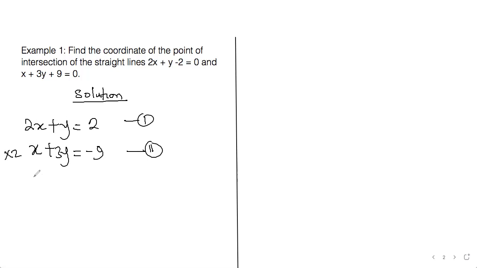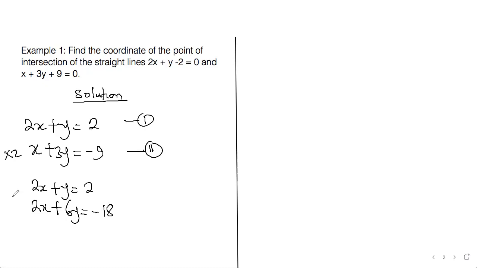So if I do that, then I will have 2x plus y equals 2 as the first equation. I've not done anything to that. And the second equation, 2x plus 6y equals minus 18. So what do?